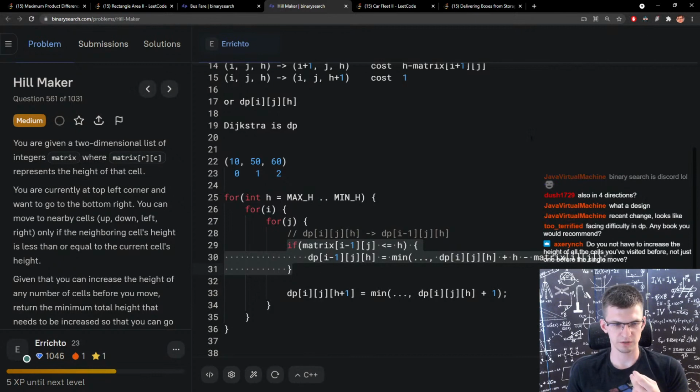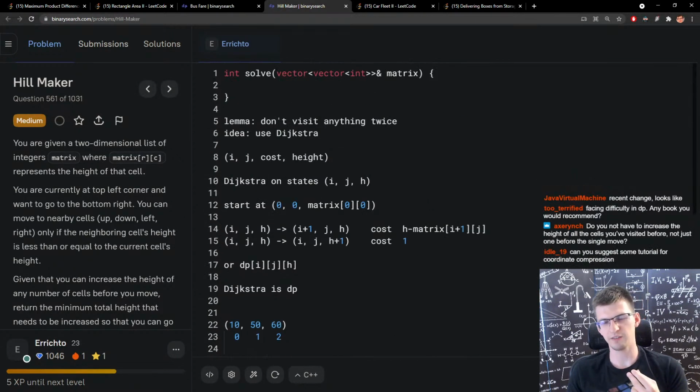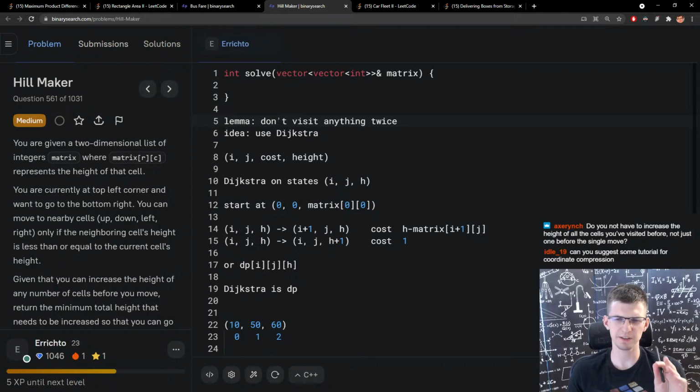Do you not have to increase the height of all cells visited before? At the very beginning I said that actually it's stupid to visit something twice, so let's not care about it. I can be mistaken here, but I think it will not be an issue. Though it's not trivial to say why it's not an issue.